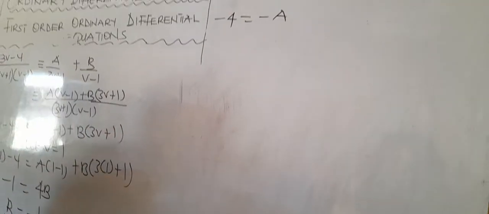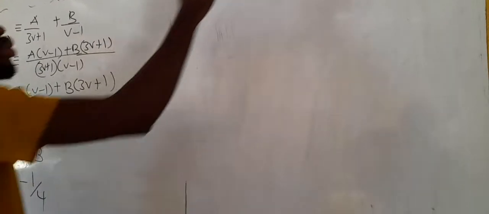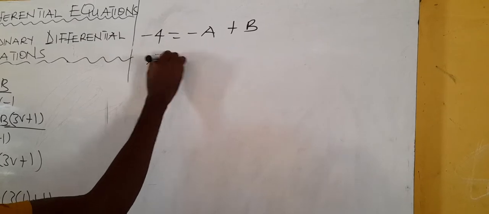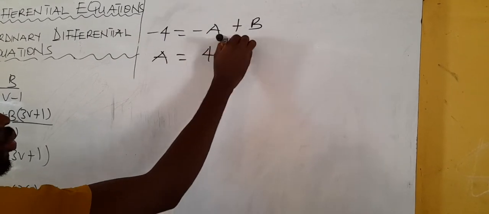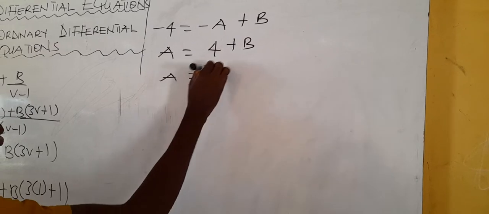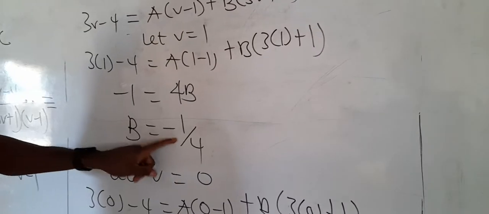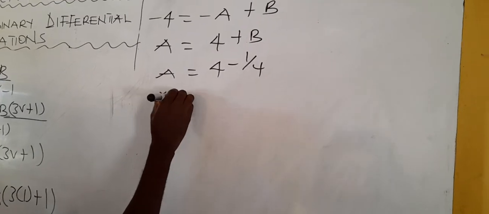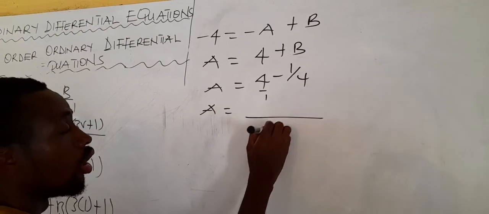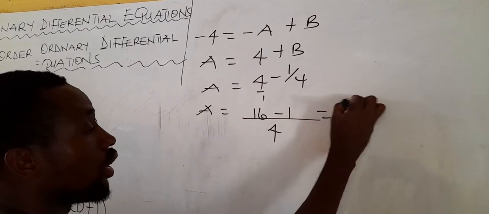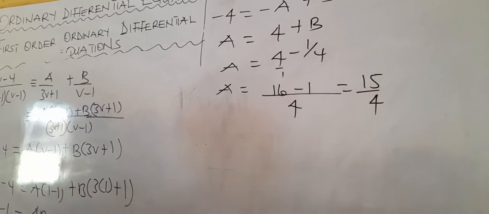Times A will be negative A. Then this will be 0 plus 1, that will be B, so plus B. So we'll bring our A here. Our A will be just 4 plus B. So our A will be equal to 4. What's our B? Our B is negative 1 over 4, so we'll put it there. That will be minus 1 over 4. Let's solve this. So this is over 1. The LCM is 4. 4 times 4 will be 16 minus 1, so that will be 15 out of 4. So our A is 15 out of 4.